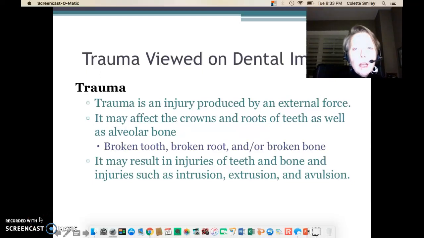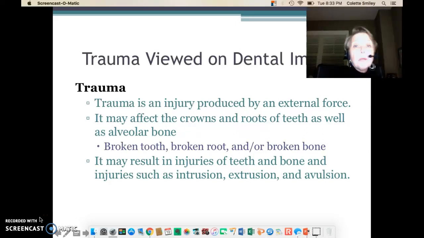Hi class, I'm going to review with you some other things that you will view and observe on dental images. Trauma on dental images, fractures on dental images, luxation, resorption. So let's go ahead and get started.